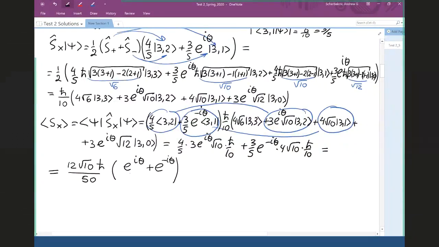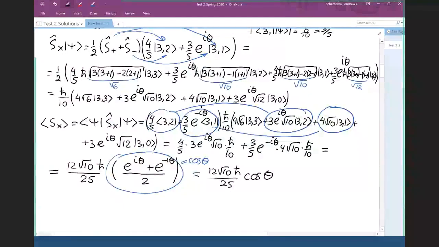I would say, how about dividing this by 2, and that allows me to borrow this 2 out of 50, and so this 50 becomes 25 now. Why did I do that? That's because that thing in the parentheses, according to Mr. Euler, becomes a cosine theta, right? So that becomes 12 root 10 h bar over 25 times cosine theta.